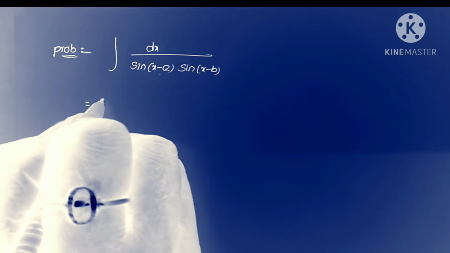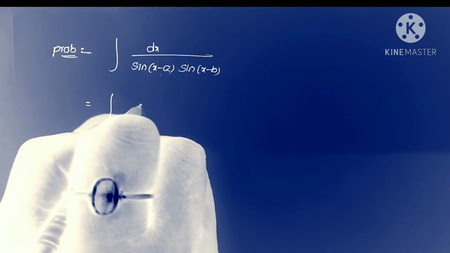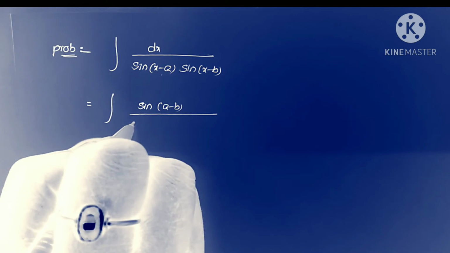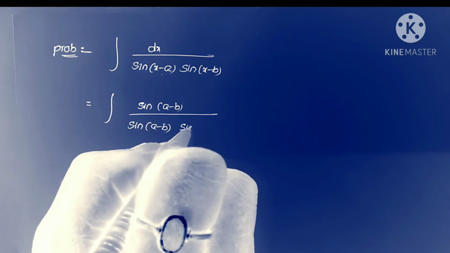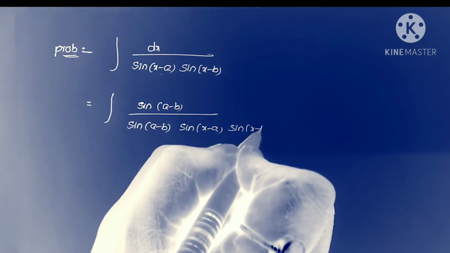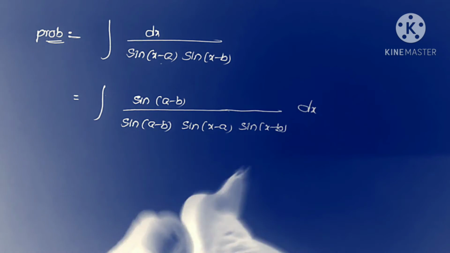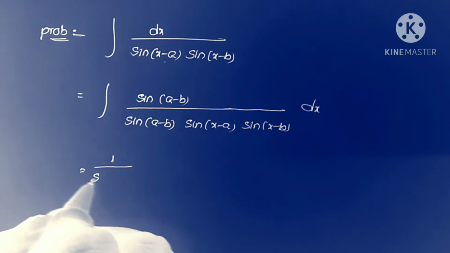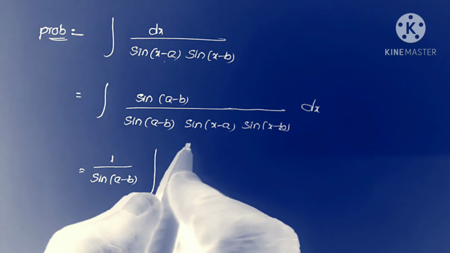Now this is equal to, in the next step I apply one term here: integral of sine of a minus b by sine of a minus b into sine x minus a into sine x minus b into dx. In the first step, we apply the term sine of a minus b to the given problem like that. In the denominator we have sine of a minus b, so writing that value before the integration: 1 by sine of a minus b into integral.